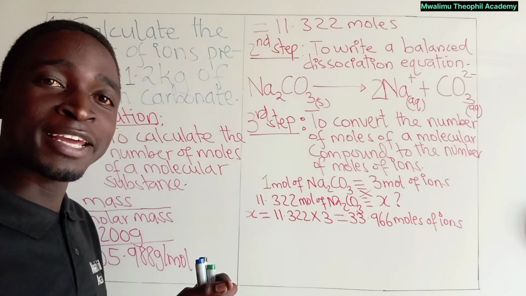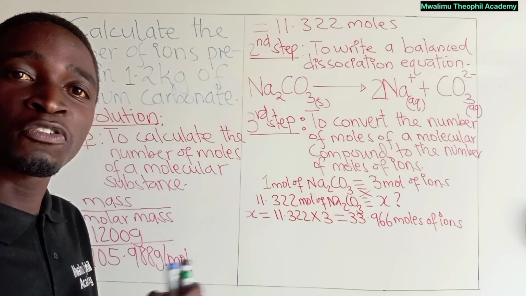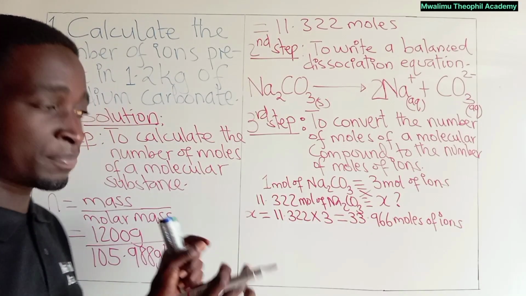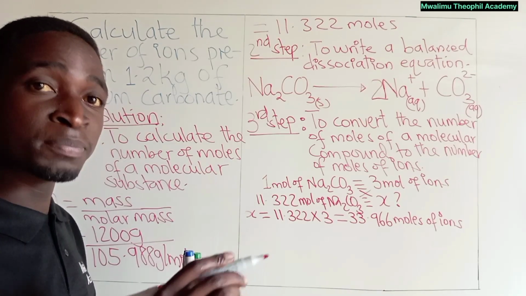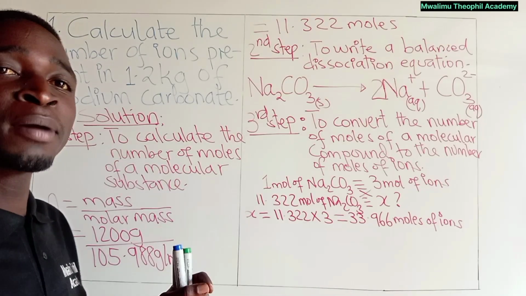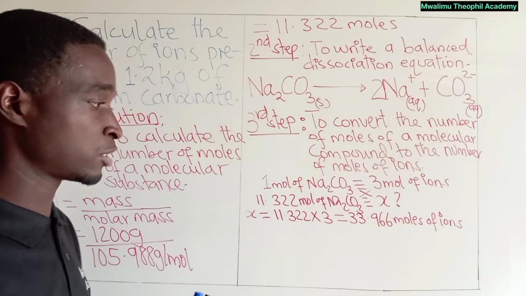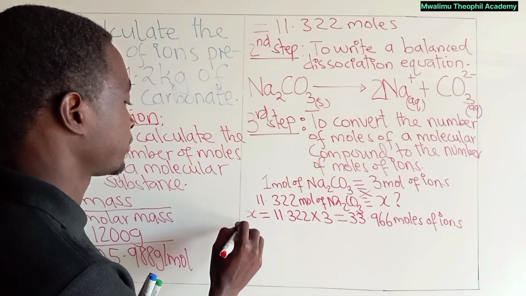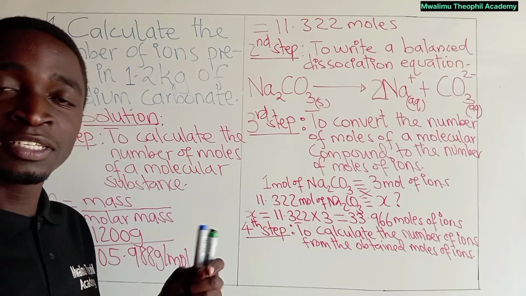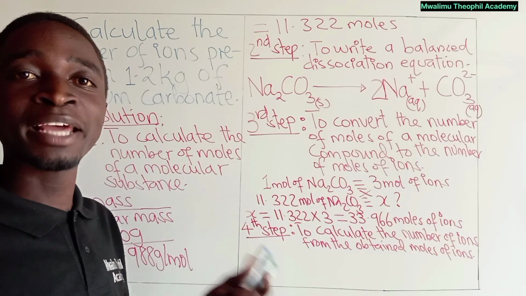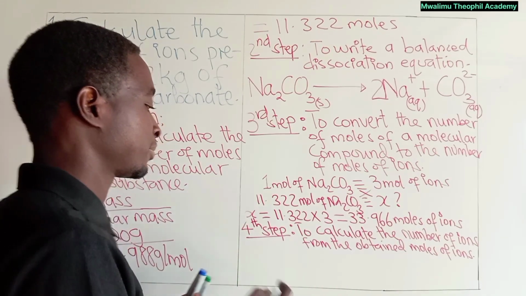Now we have obtained the moles of ions from the number of moles of a molecular substance. The next step here, which is our fourth step, is to calculate the number of ions from the obtained number of moles of ions. It is simple. You just take the number of moles of ions times Avogadro's constant.